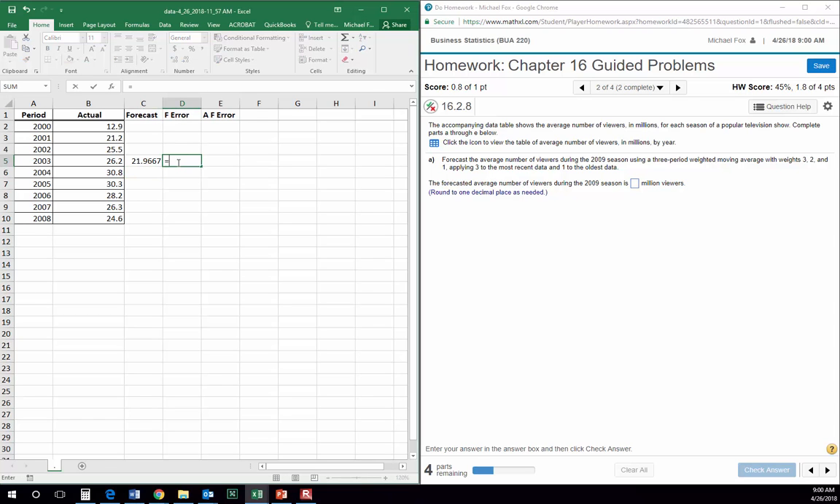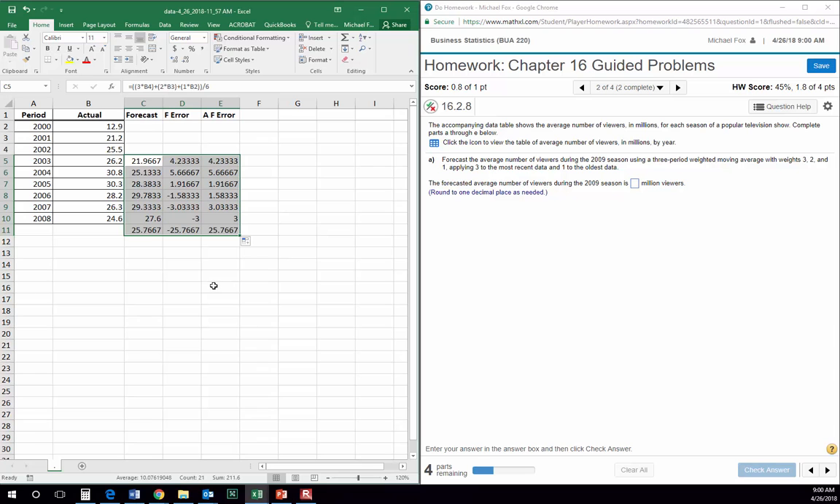So our forecasting error is simply going to be our actual minus our forecast. And our absolute forecasting error is going to be the absolute value of the forecasting error. Now that we have our formulas in, we can fill that down. Again, our forecasting error and absolute forecasting error won't work for 2009 because, well, there's no actual data for that year. There's our forecast for 2009. It wants us to do 1 decimal place, 25.8.